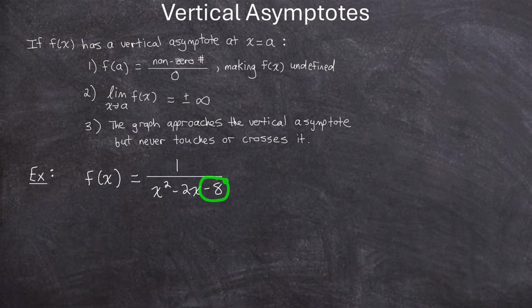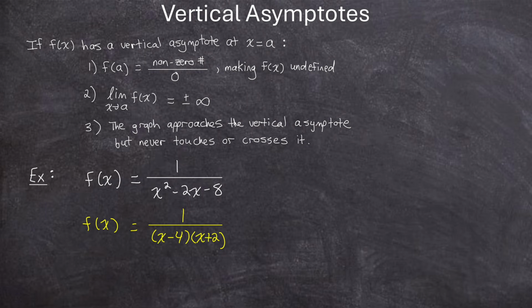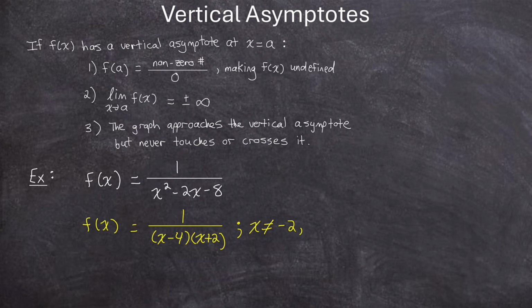The numbers that multiply to -8 and add to -2 are -4 and 2. So I can factor that quadratic in the denominator to (x - 4)(x + 2). And now I can more easily see what values of x make this function undefined. It would be undefined if either of the factors in the denominator were 0. So it'll be undefined if x is either -2 or 4.